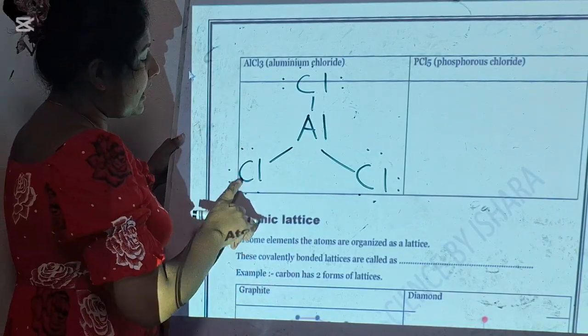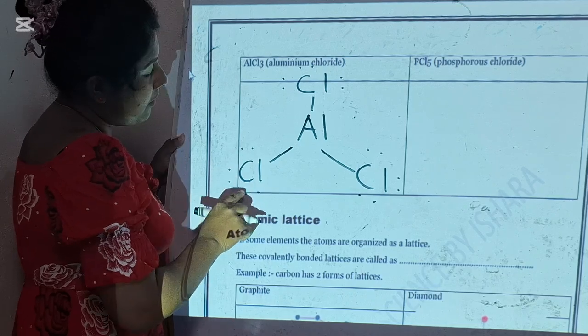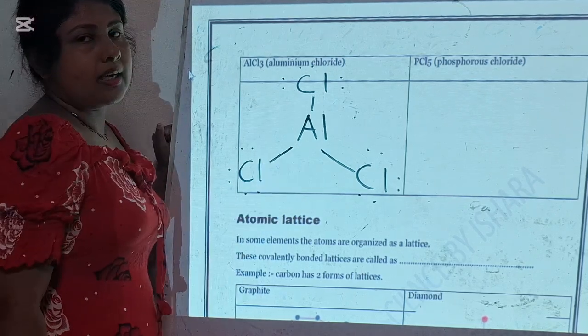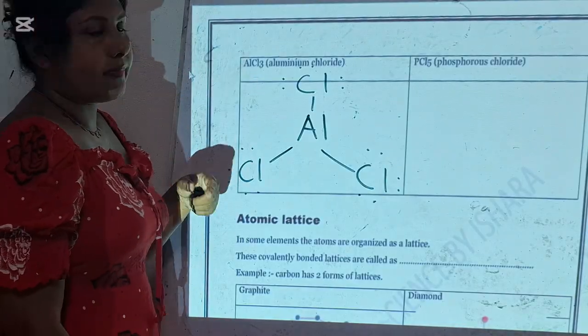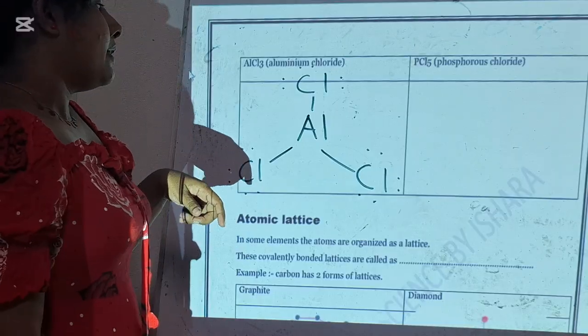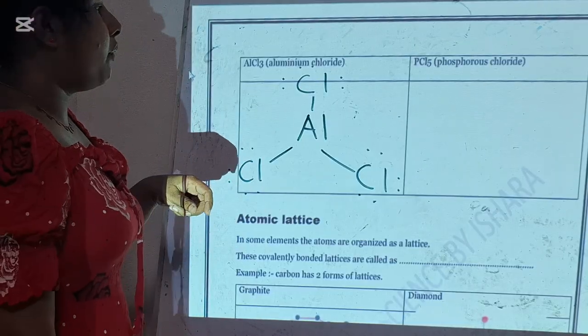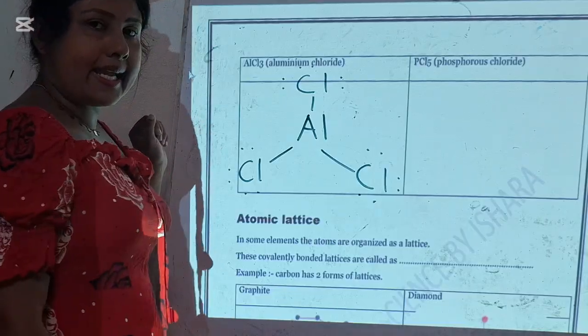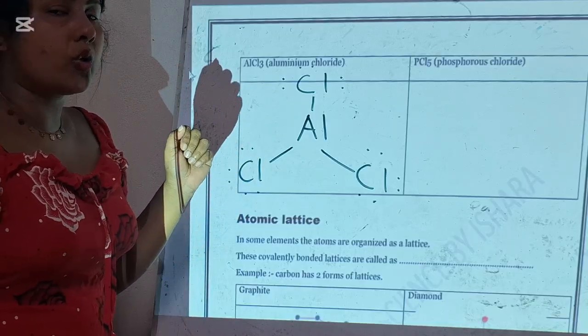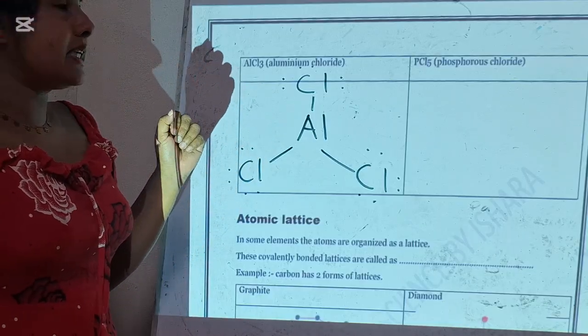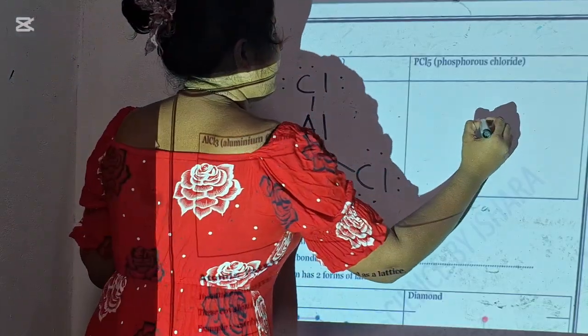But look at chlorine. 1, 2, 3, 4, 5, 6, 7, 8. It's filling the outermost shell with 8 electrons. Next we are moving to PCl5, the next molecule we are learning. That one also does not fulfil the outermost shell with 8 electrons. Shall we see the way of drawing it?